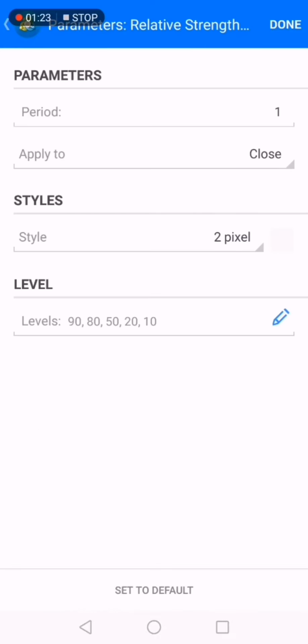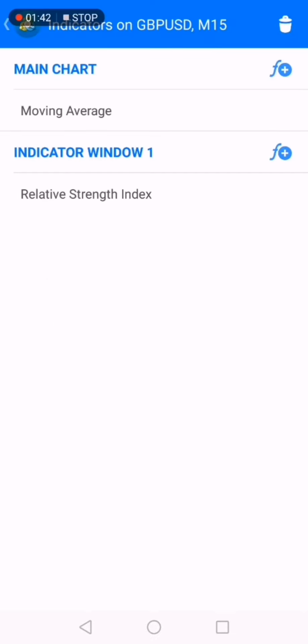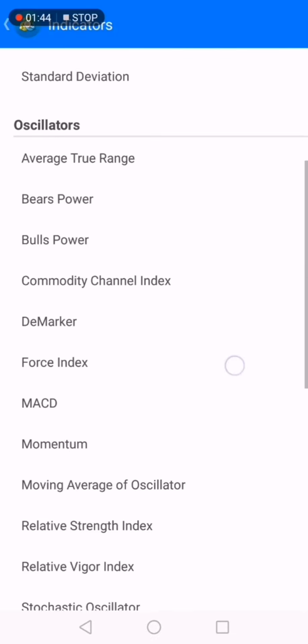Then we add the relative strength index to our indicator window. So the period has to be 1, applied to close, 2 pixels, and if you're using a white background, the color has to be white. If you're using a black background, it has to be black. Then for the levels, we have 90, 80, 50, 20 and 10. So we're done.